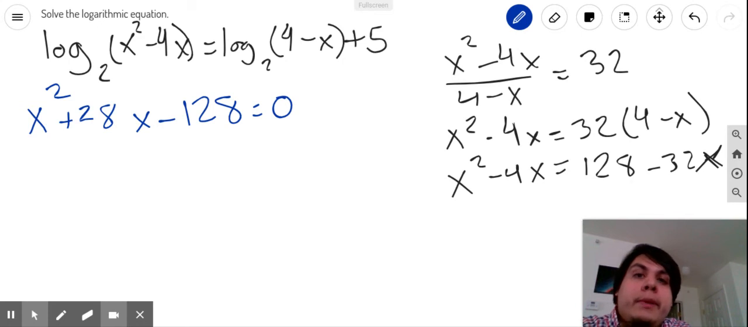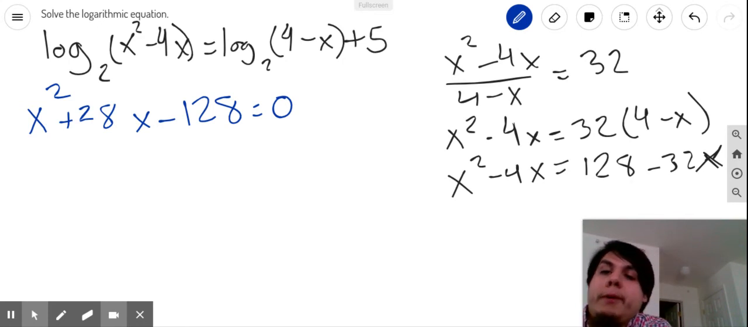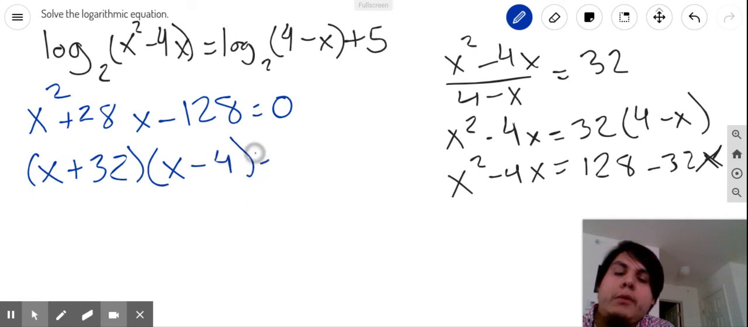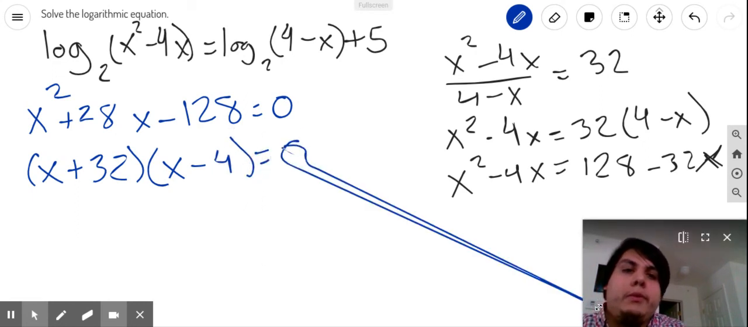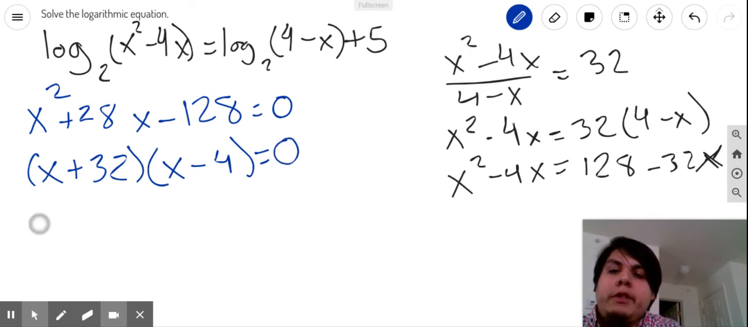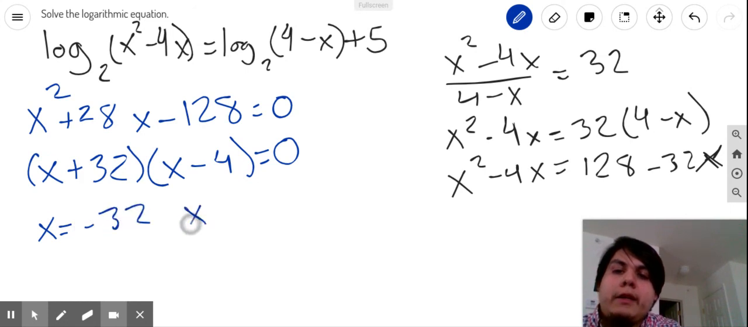So because I'm such a big nerd, I can actually factor this real quick. x plus 32 multiplying by x minus 4 should equal 0. Which means that x should be negative 32 and x should be 4.